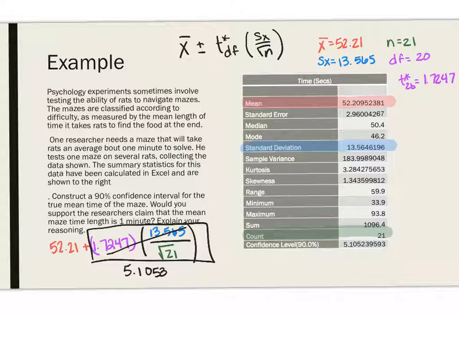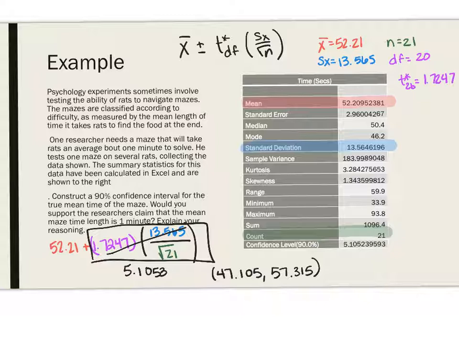And so we're going to add 52.21 to that. We'll do minus first. 52.21 minus 5.1053 gives me a lower bound of 47.105 and an upper bound of 52.21 plus 5.1053 gives me an upper bound of 57.315. Now, here's the actual interval, our confidence interval we have gathered from our data at 90%.